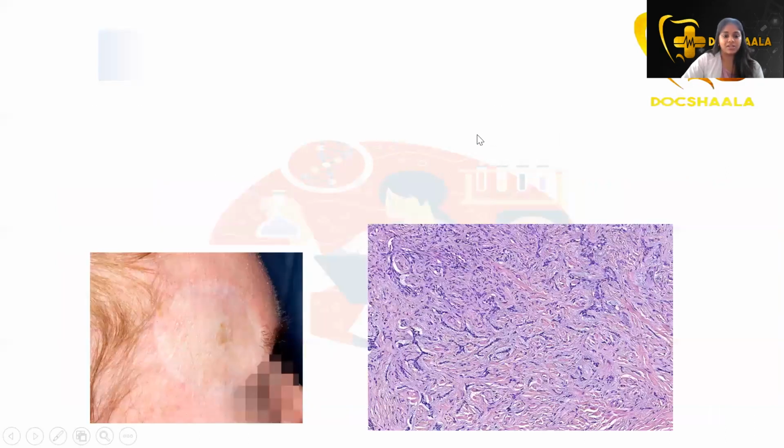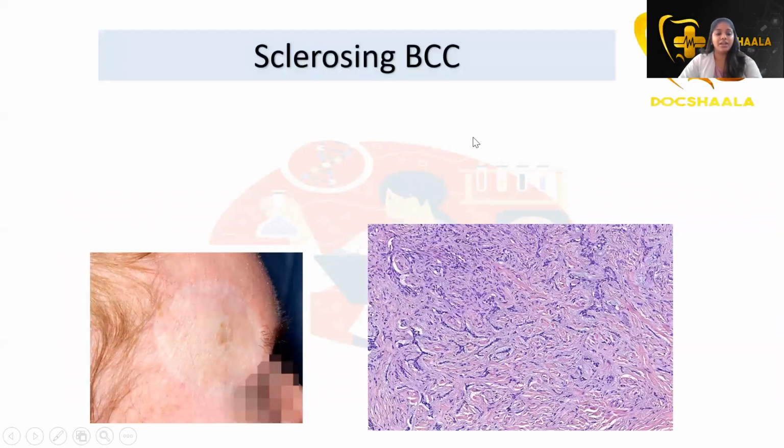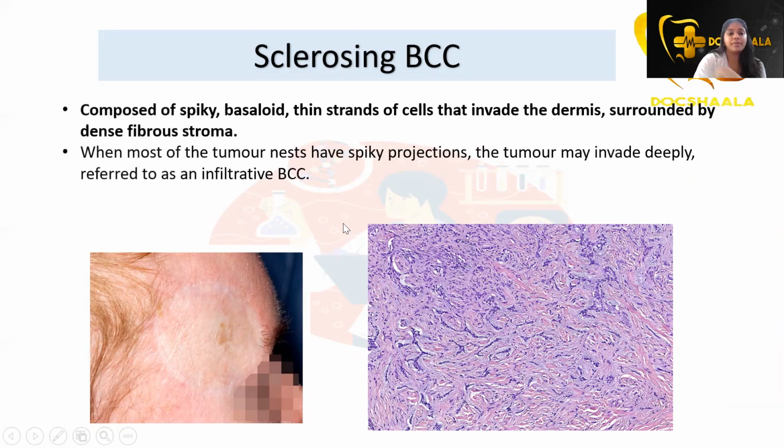Then coming to sclerosing BCC. It looks like a vitiligo patch, right? But this is a basal cell carcinoma. It is composed of spiky basaloid thin strands of cells that invade the dermis, surrounded by dense fibrous stroma. You can appreciate the image here. The thin strands of cells are being seen, right? So they invade the dermis. When most of the tumors have spiky projections, the tumor may invade deeply, referred to as infiltrative BCC.